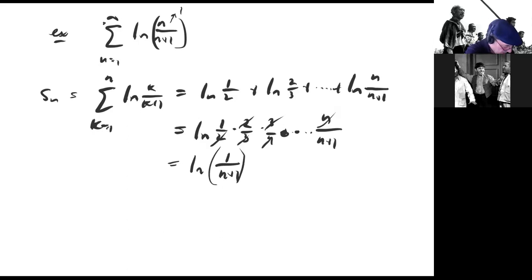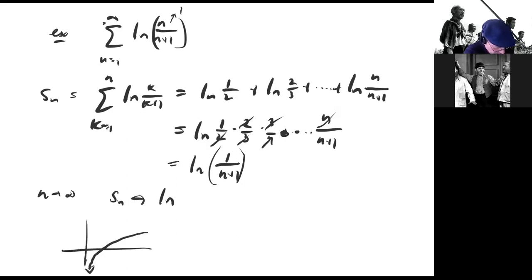So what happens as n goes to infinity? S_n tends to ln of 1 over n plus 1, and that is tending to ln of a very small number. And what happens to a very small number? Ln is blowing up in a negative direction. So the point is that this is going to minus infinity. Let me indicate that here. It's tending to minus infinity. So it diverges. So this series diverges.